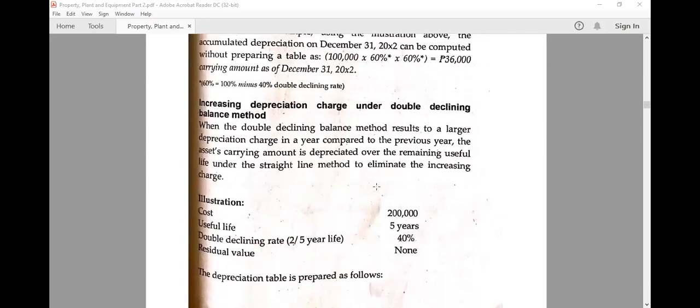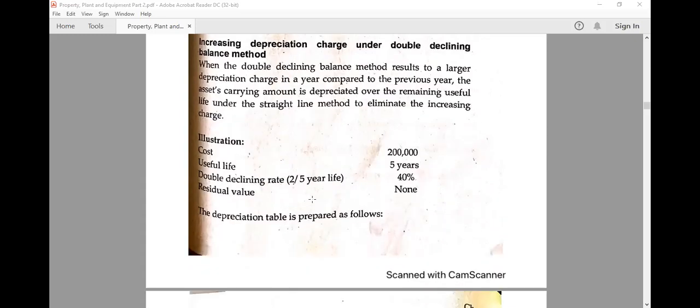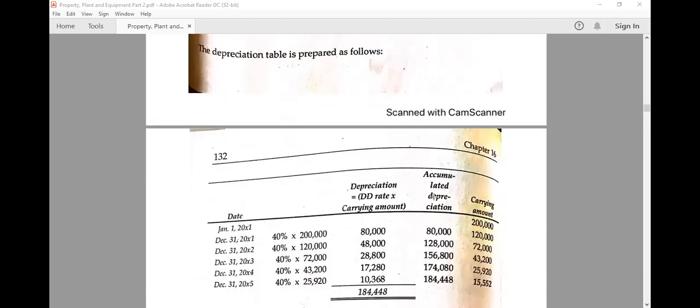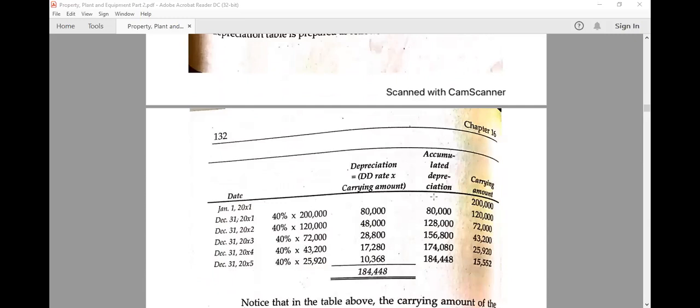And then what about increasing depreciation charge under double declining balance method? So when the double declining balance method results in a larger depreciation charge in a year compared to the previous year, then we use only the asset's carrying amount over the remaining useful life under the straight line method to eliminate the increasing charge. So example, we have the following given items. And then we can notice here again the same concept. So example, the percentages being multiplied to the respective carrying amounts.